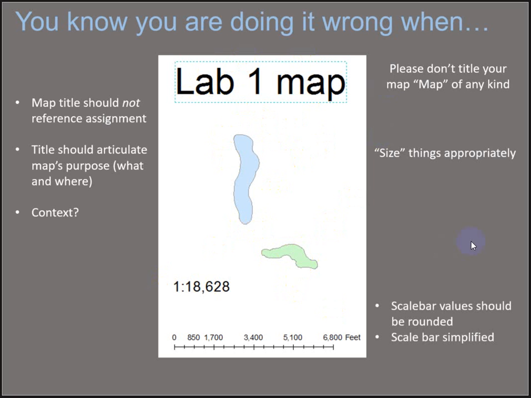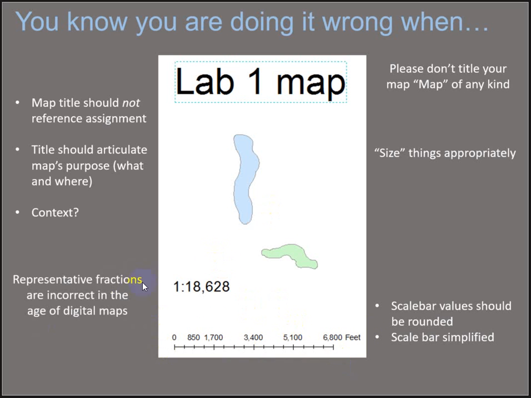Scale bars need to be rounded and simplified. There's no reason to have a scale bar that spans the entire map. There's no reason to have all these divisions, all these tick marks, all these numbers, and 6,800 is a completely unintuitive number, as is a division of 1,700 feet. Pick the right units so you don't have fractions and so you don't have ridiculously large numbers, and simplify. It's supposed to be something you look at quickly and get a sense of the scale.